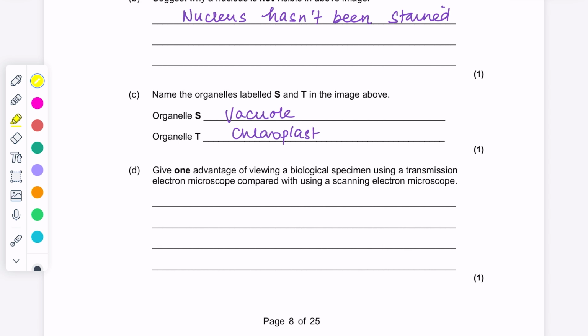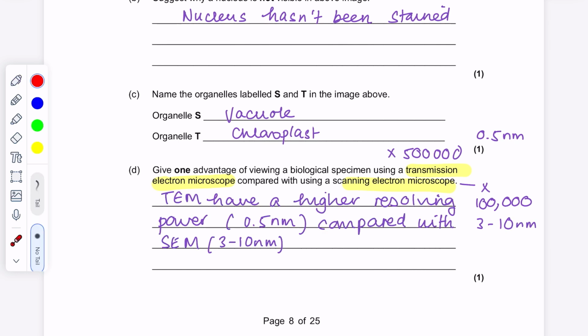Give one advantage of viewing a biological specimen using a transmission electron microscope compared with using a scanning electron microscope. So remember, we said that transmission electron microscopes can magnify up to 500,000 times, whereas scanning is comparatively only 100,000 times. Something else you could point out is the difference between their resolving power. Remember, we said that transmission microscopes can do 0.5 nanometers, whereas the scanning electron microscope can, again, in inverted commas, only do 3 to 10 nanometers. So in my answer, I've pointed out that transmission electron microscopes have a higher resolving power of 0.5 nanometers compared with the scanning electron microscopes 3 to 10.